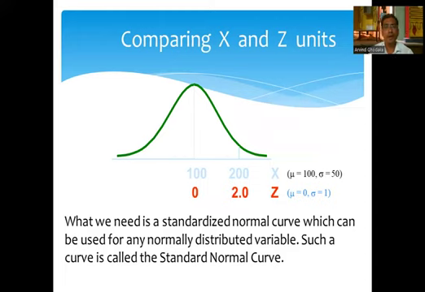Comparing the x and Z units: x is the random variable and Z is the standard variable. What we need is a standardized normal curve which can be used for any normally distributed variable. Such a curve is called the standard normal distribution curve.